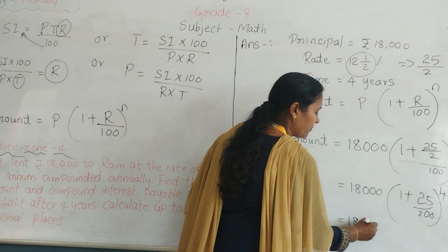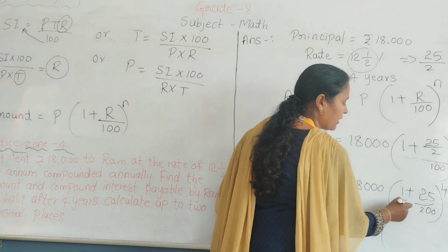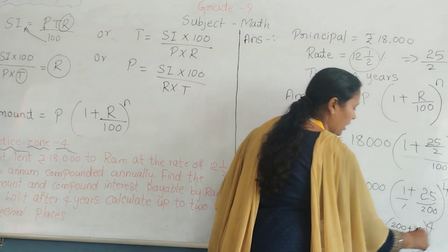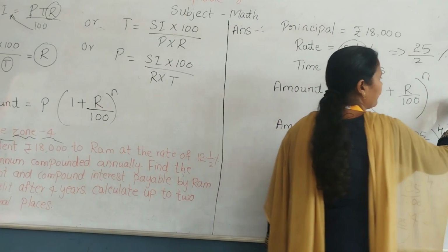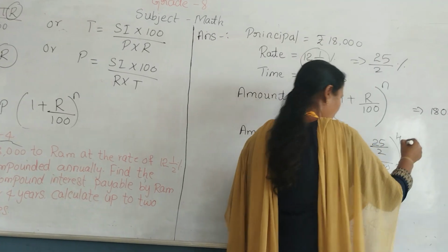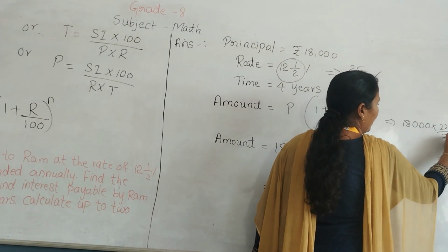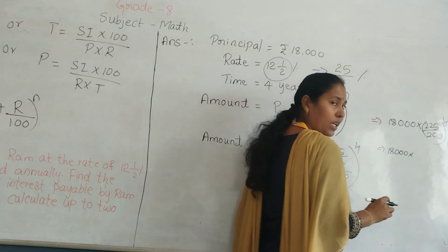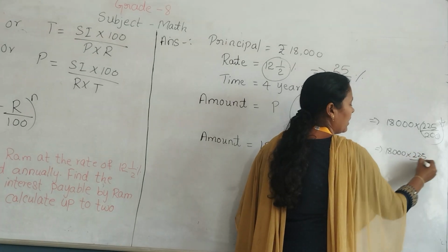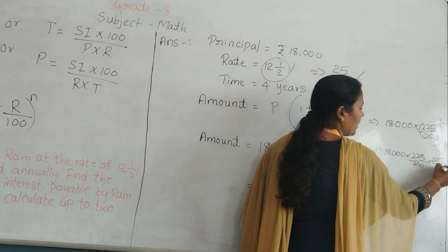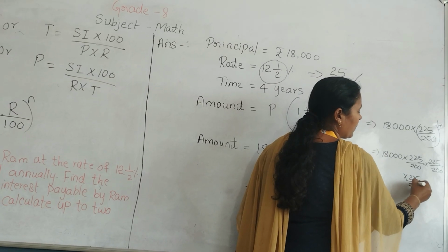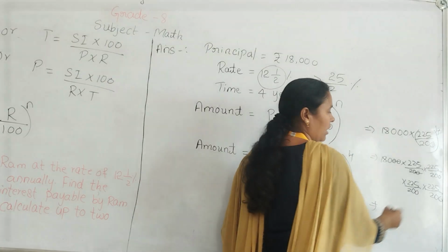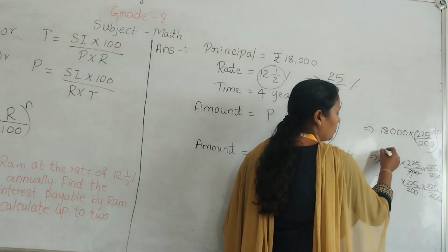Now 18,000. Now take the same, children: 1 is 200 by 200, plus 25 divided by 200, raised to 4, children. Now continuing, 18,000 into 225 by 200, the addition, raised to 4, children. Now 18,000, how many times is that, children? 225 by 200, 4 times: 225 by 200 into 225 by 200 into 225 by 200 into 225 by 200. Now here 2 zeros cancel, children. Again 1 more 0 cancels. 2 1 are 2, 9, children.